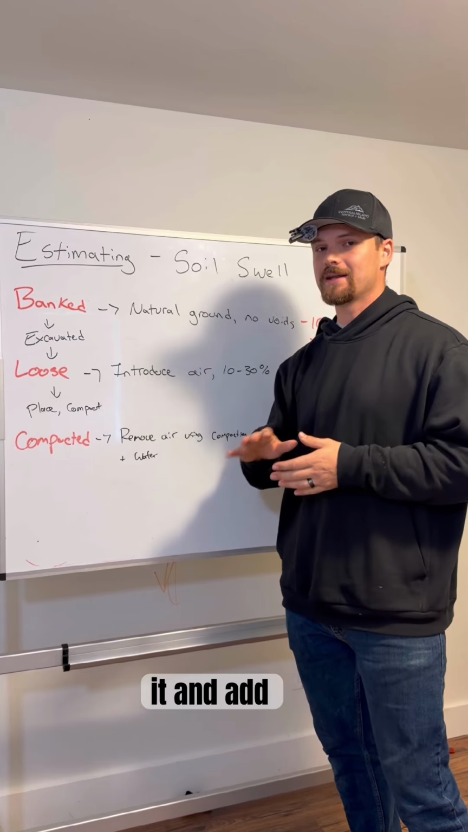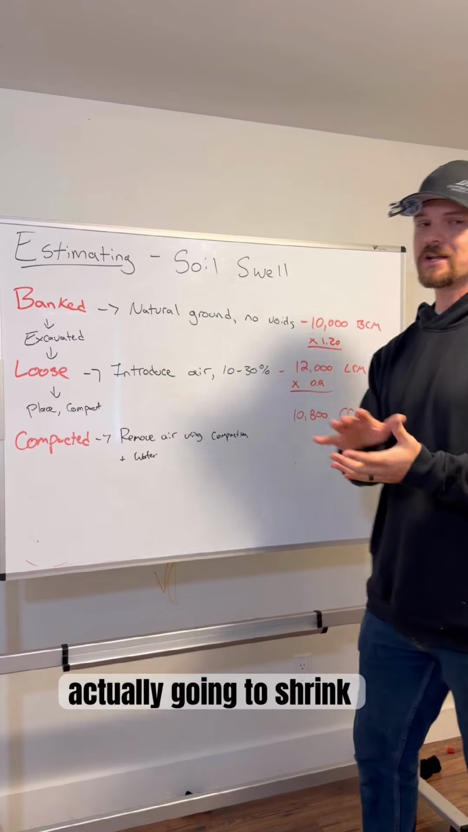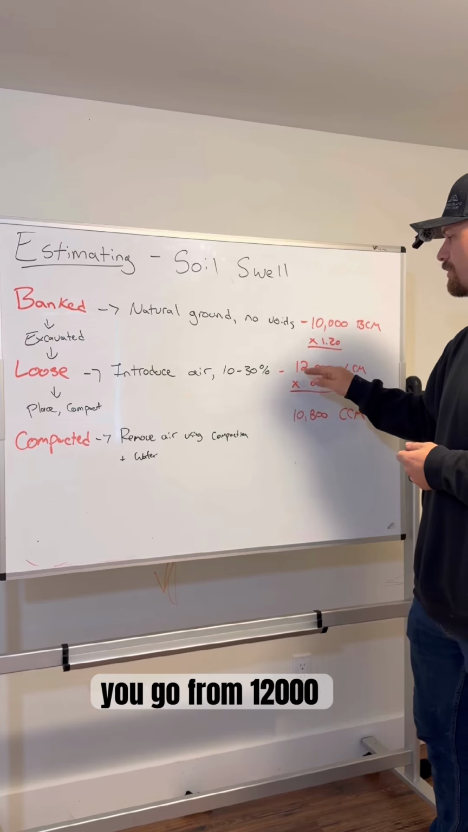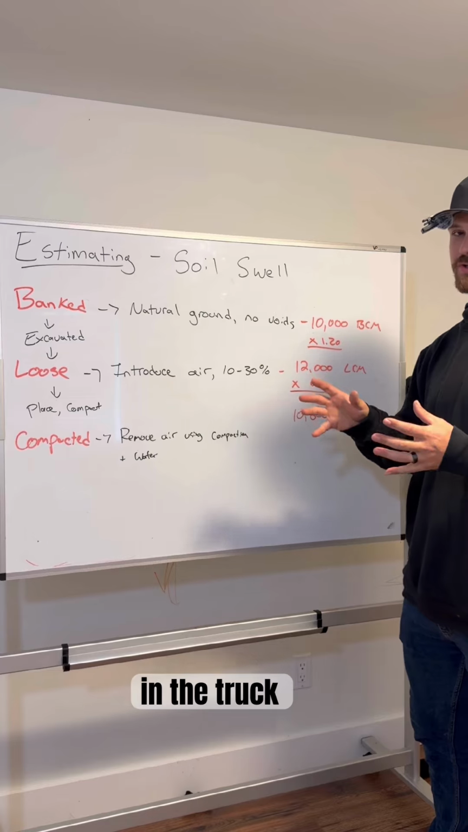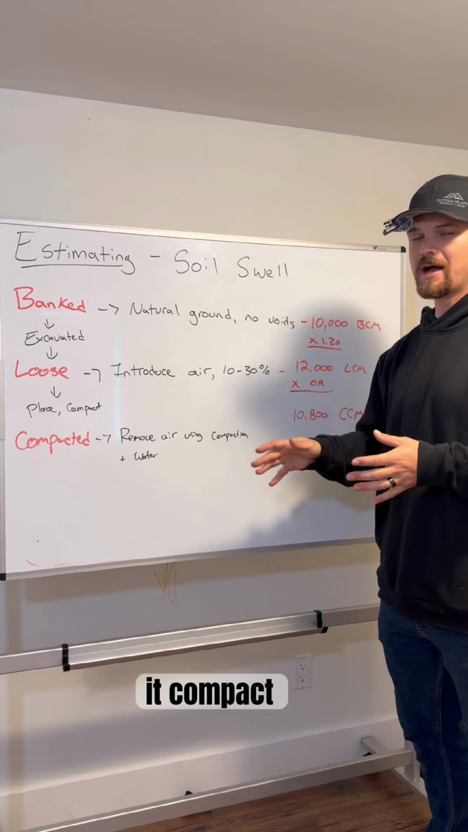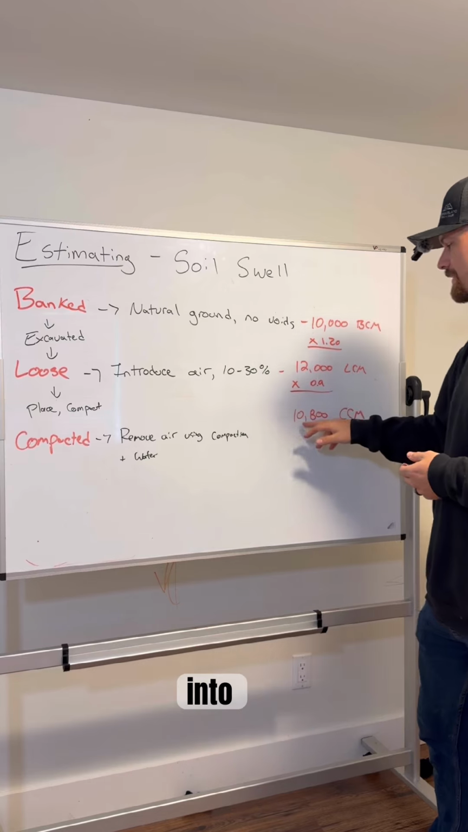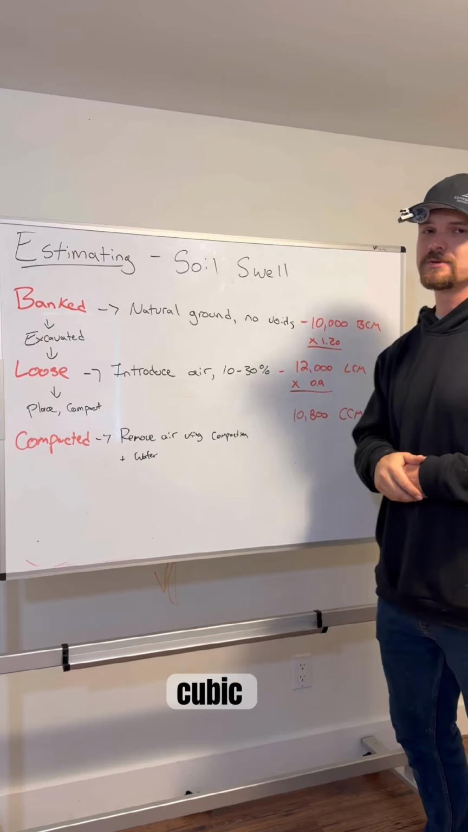If you're going to compact it and add water, you're actually going to shrink it back down a little bit. So you're going to lose about 10%. So you go from 12,000 cubic meters loose in the truck, you dump it, spread it, compact it, and add water. You're going to remove those air voids, and you're going to turn it into 10,800 compacted cubic meters.